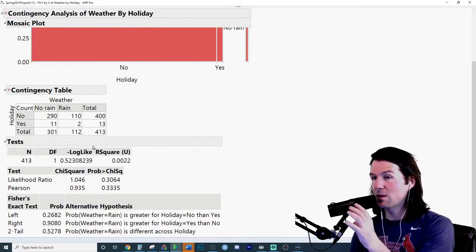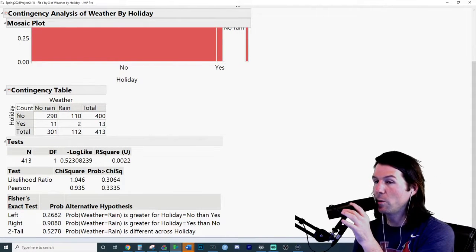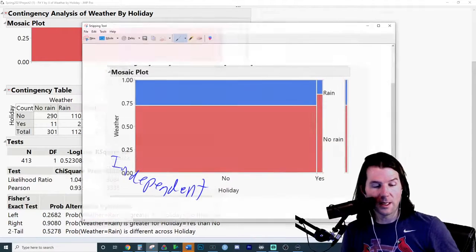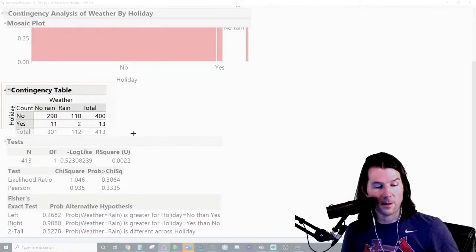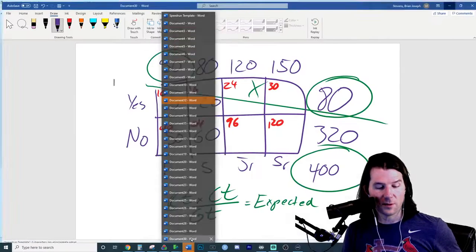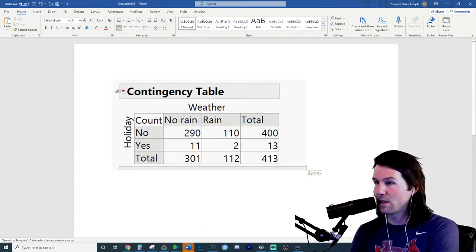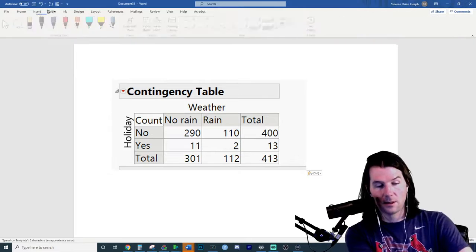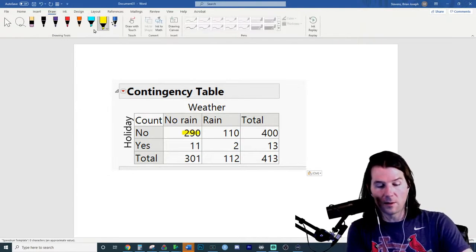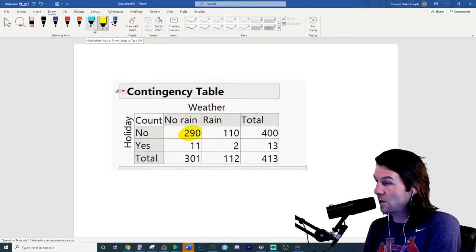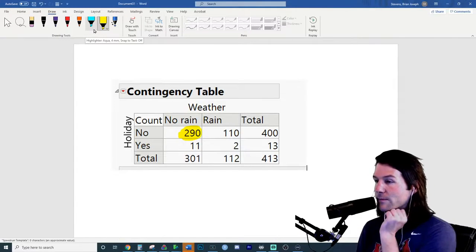What is the expected cell count for no rain, no? I'll show you how to do it right here. So what is the expected cell count? I'll highlight it, for no rain, no. And I'm going to pause here in the video so people can solve it. Can you solve the expected cell count for that one right there?